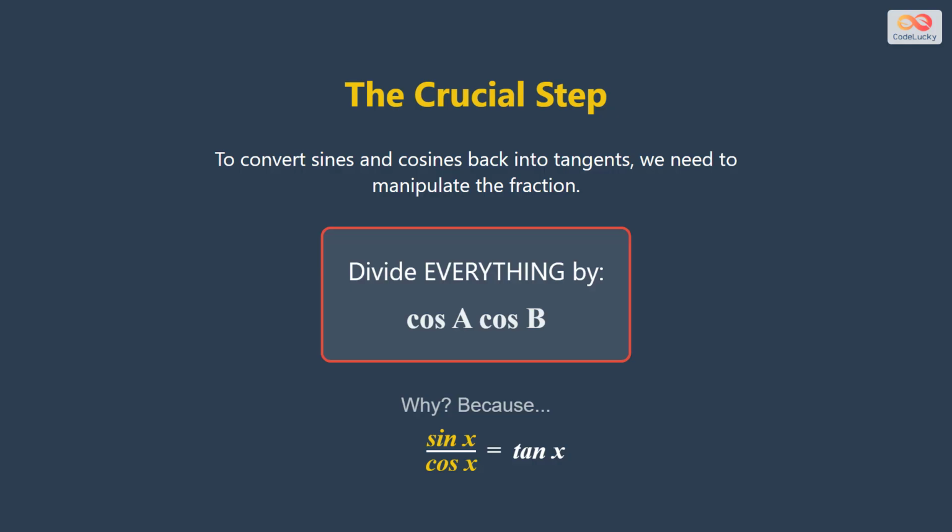This expression looks complicated, but we can simplify it into a much cleaner form involving tangents. The trick is to turn these sines and cosines into tangents. To do this, we will divide every single term in both the numerator and the denominator by the product cosine A cosine B.